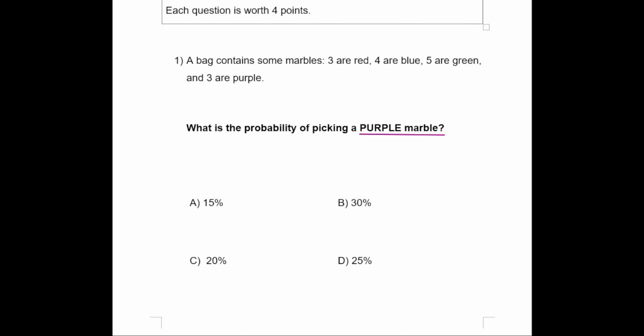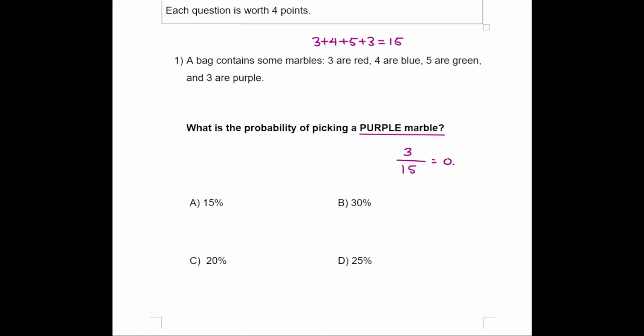All right, so how many different purple marbles are there in that bag? Basically I'm asking, how many different ways can I have picked a purple marble? There's 3 different purple marbles that I could have chosen. And how many different marbles are there in the bag? How many possible marbles could I have picked? There's 3 red ones, 4 blue ones, 5 green ones, and 3 purple ones. That comes out to a total of 15 marbles. So 3 marbles are purple out of a total of 15 marbles.